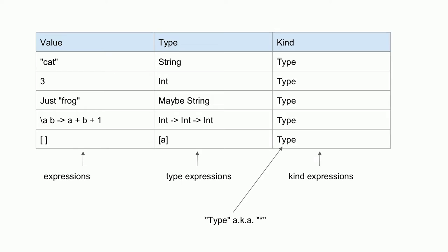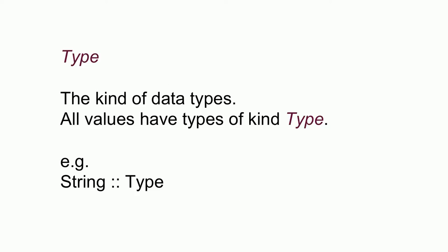these types are all of kind Type. This is sometimes called star in Haskell, but it's moving towards using Type, so I'll be referring to it as Type. So all of these are of kind Type. They're all the same kind. So we might look at what is the same about all of these types. We've discovered a kind, Type. Type is the kind of data types, and all values have a type of kind Type. So String is a type, String can have values. That's your basic building block, and everything builds on top of that.